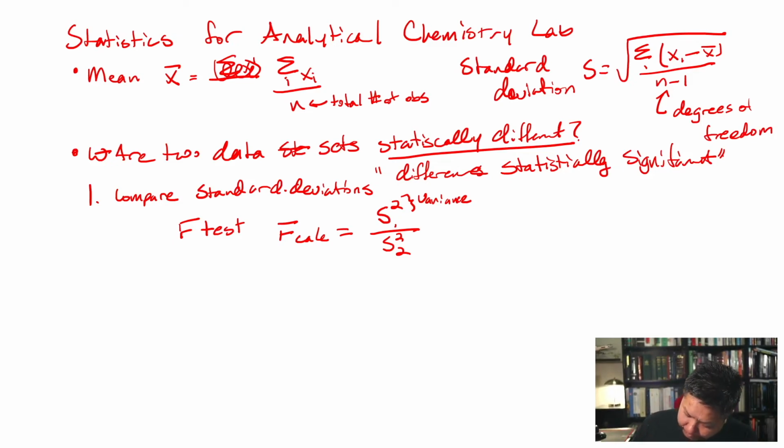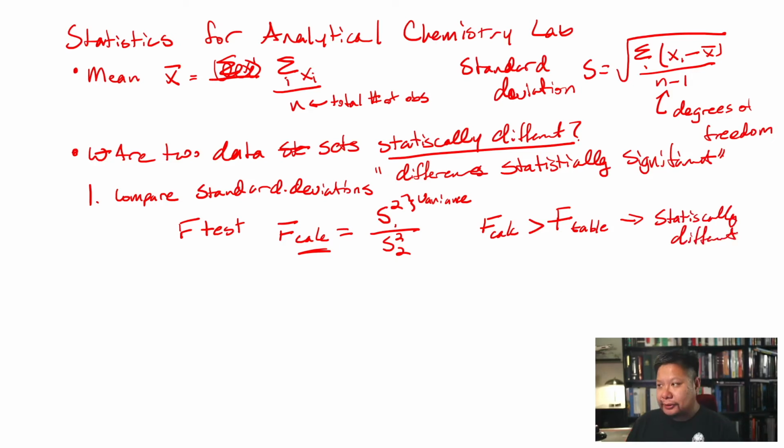Okay. And so once you have the F calc, if the F calc is greater than the F that is found in a table of critical F values, then the standard deviations are indeed statistically different. Okay, they're statistically different. So let's take a look at a table of F values real quick.